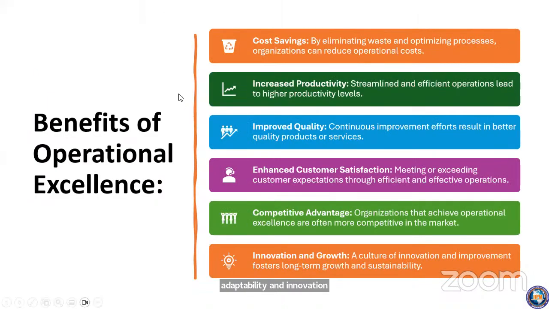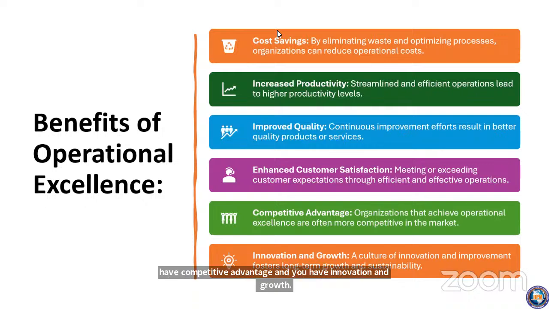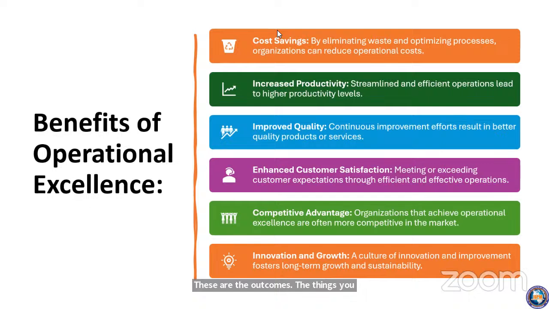Now, let's quickly look at the benefits of operational excellence. When you have operational excellence, you have cost savings, you have increased productivity, you have improved quality, you have enhanced customer satisfaction, you have competitive advantage, and you have innovation and growth. These are the outcomes, the things you see when your operation becomes excellent. When you have the 80-20 principle playing out, you're possibly going to experience all of these things. The 80-20 principle by default means that you're saving more cost. By default it means that you're having increased productivity.